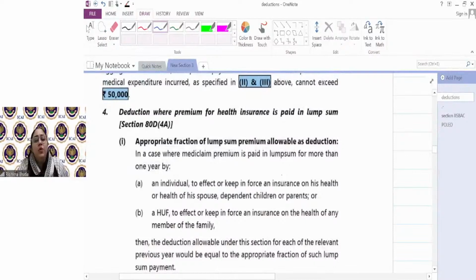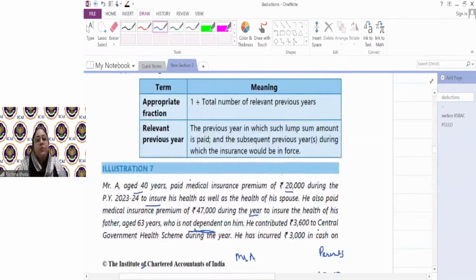Sometimes people, what they do, they pay premium for multiple years altogether. Then you have to claim it proportionately. Suppose I paid a premium of 5 years, and I've paid in one go. So 1 divided by 5 every year, that would be the eligible premium amount.